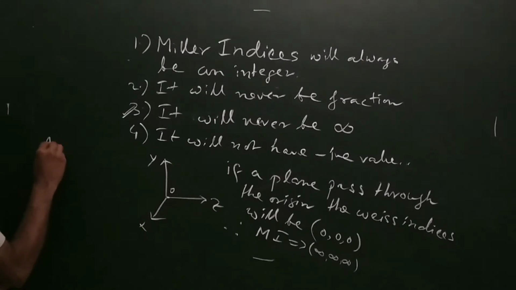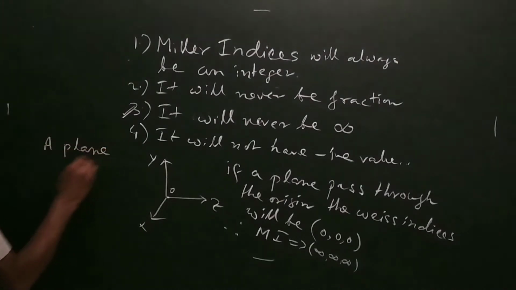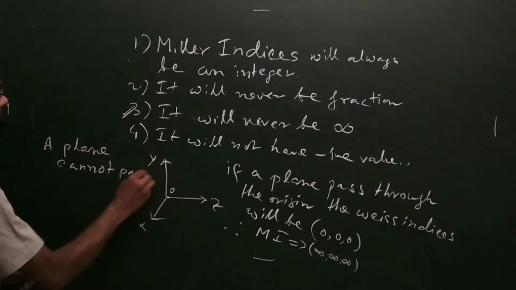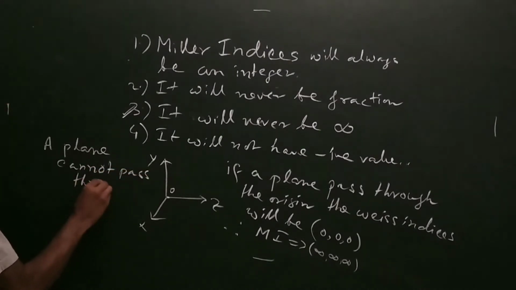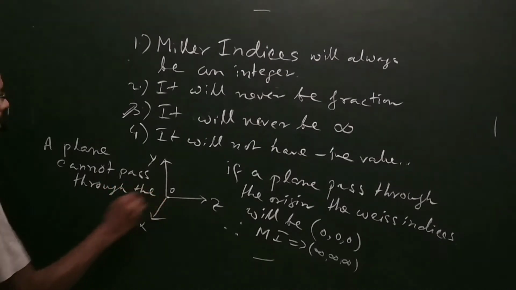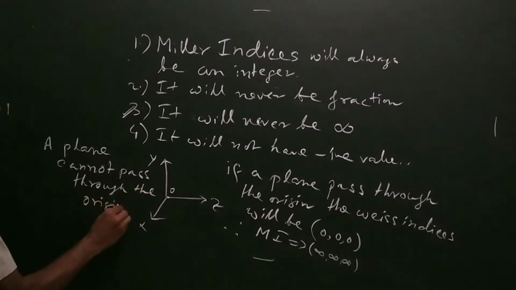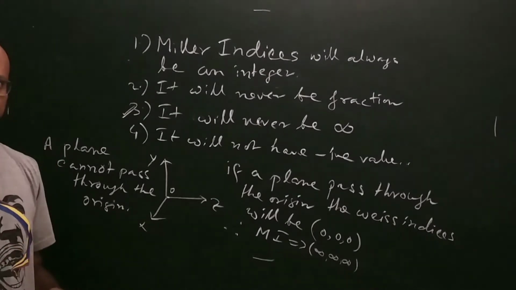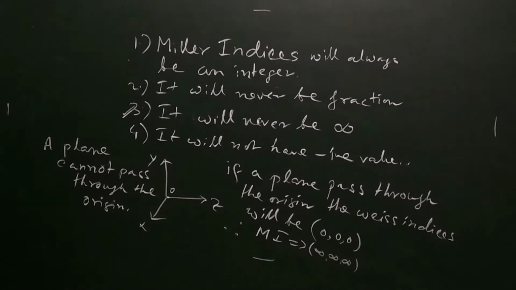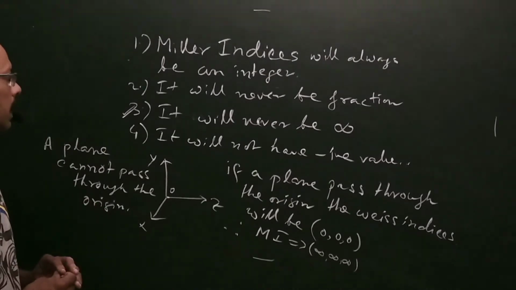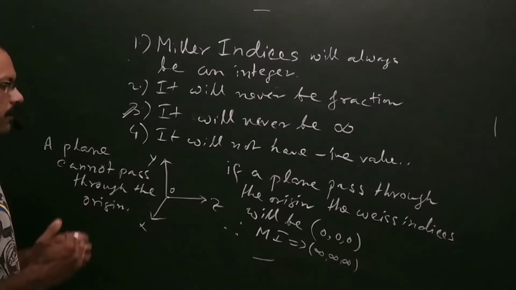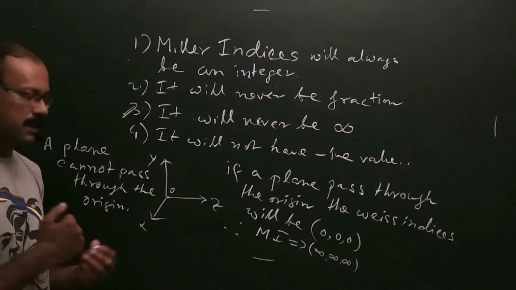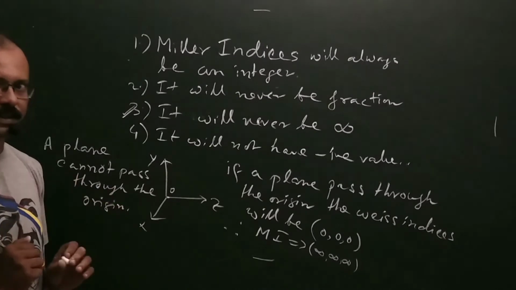A plane cannot pass through the origin. I think it is clear to you. So, I am going to the next topic here. After the characteristics of Miller indices, I would like to see how we can find out the Miller indices by considering the Weiss indices, on a question and answer basis.